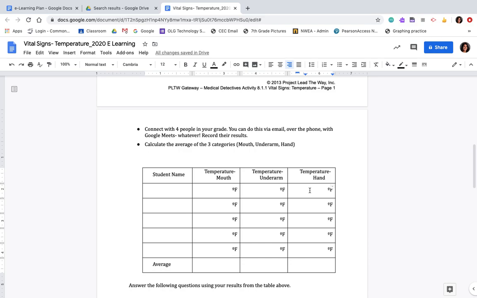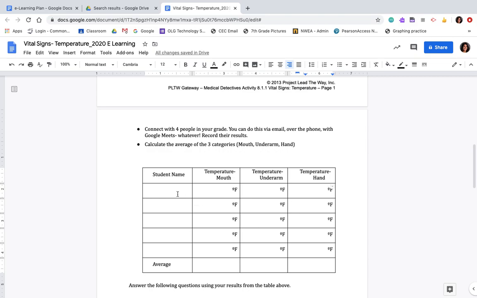Then I need you to connect with 4 people in your grade. Doesn't need to be your class. So if you're in 7L, you can reach out to people in 7G or 7O, but it needs to be 4 different classmates. You can do this via email, over the phone, Google Meets, whatever you want, but you're just asking them for their results. So if somebody emails you and asks for your results, please send them back, even if you have chosen 4 other classmates to work with.